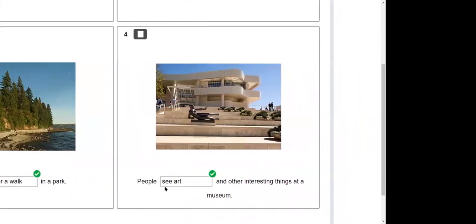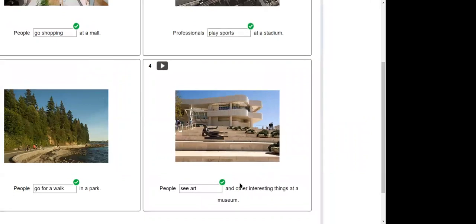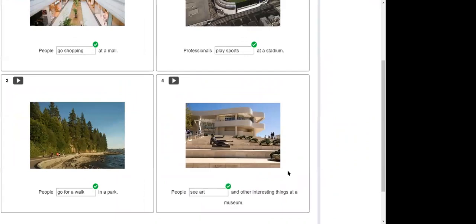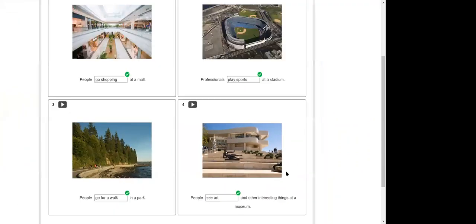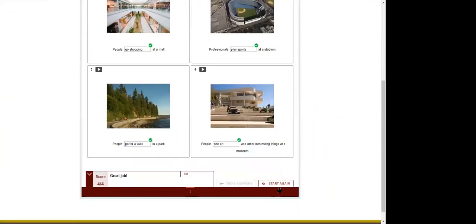And number four. People see art and other interesting things at a museum. People see art and other interesting things at the museum. At the museum. Very good.